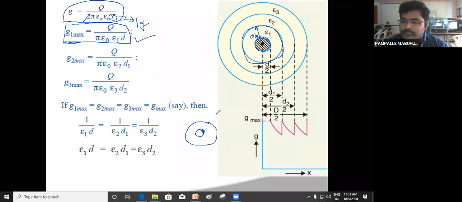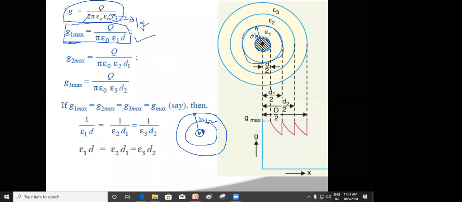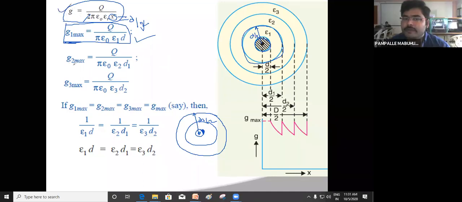Okay, so now you consider the second layer again. The second layer will be at a distance of d1 by 2 from the center of the conductor. So the total diameter is d1, so the radius will be d1 by 2. So x will now become d1 by 2. So now you substitute d1 by 2 in place of x in this equation. Then you will get G2 max for the second layer, which will be Q by pi epsilon naught epsilon 2 into d1.